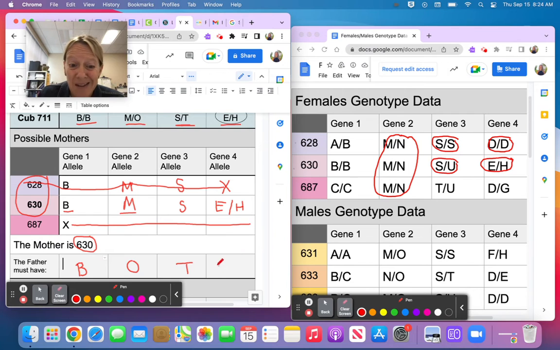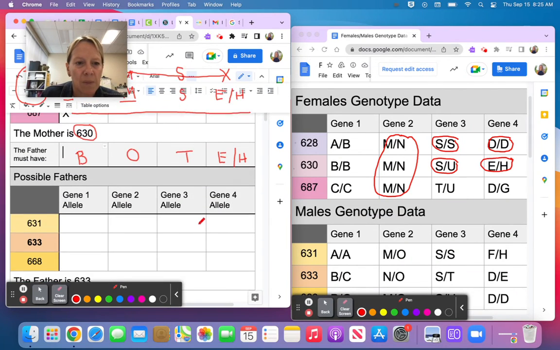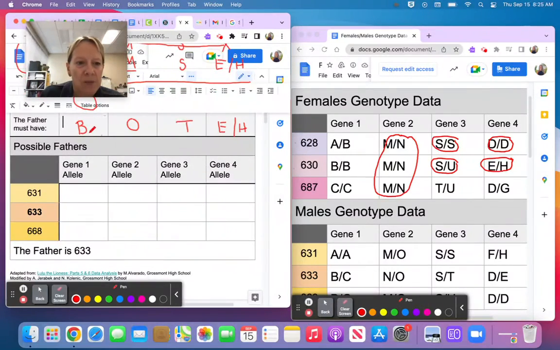We don't know. So the dad also had to give the other one, but since we don't know what the mom gave, we can't really eliminate and figure out what the dad needs to give. So we got to stick with that. Okay, so we're going to scroll up, and here we go. So this is what our dad has to have, B-O-T, and then an E or an H.